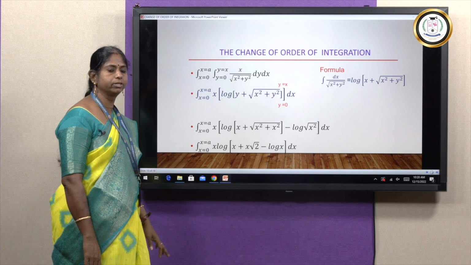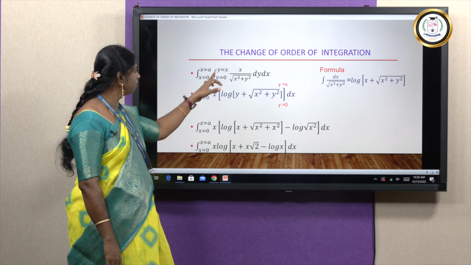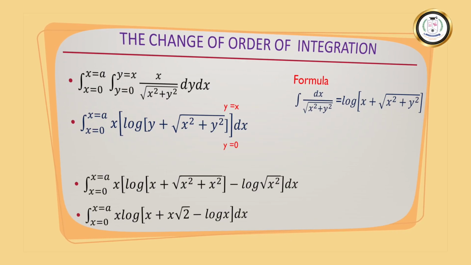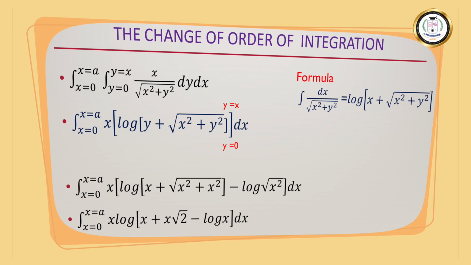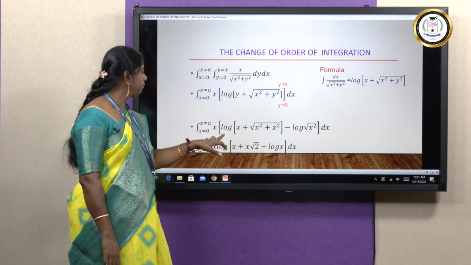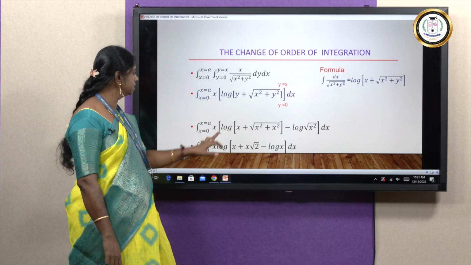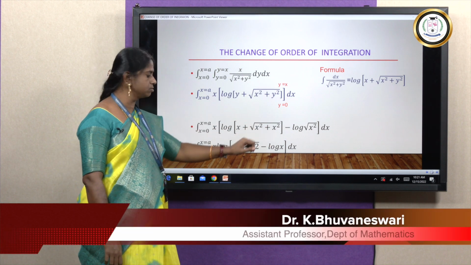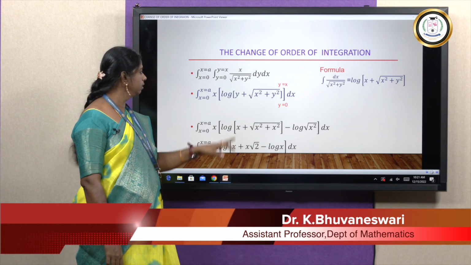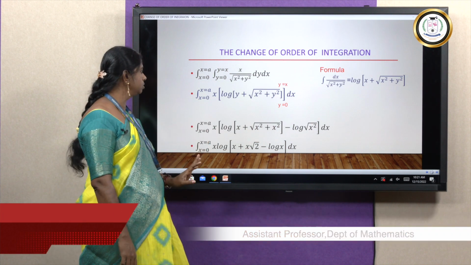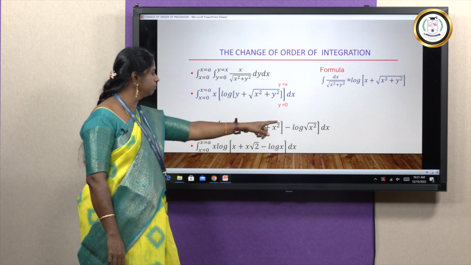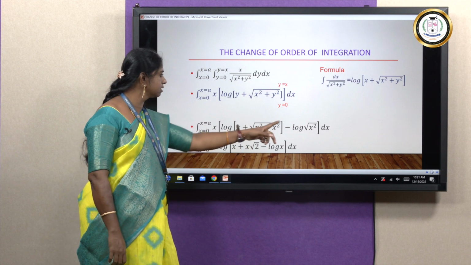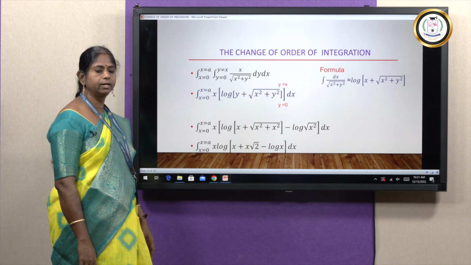At last I am going to integrate with respect to x, and now I must apply the limits for y. So what are the limits for y? Lower limit 0, upper limit x. When I apply that upper limit, y is equal to x, so take x here, already you have x square, then y is changed to x, minus the lower limit. What is my lower limit? y equal to 0. So take y equal to 0 here, simply I will get log square root of x square, and then you have to simplify this result, and last you are going to integrate with respect to x.